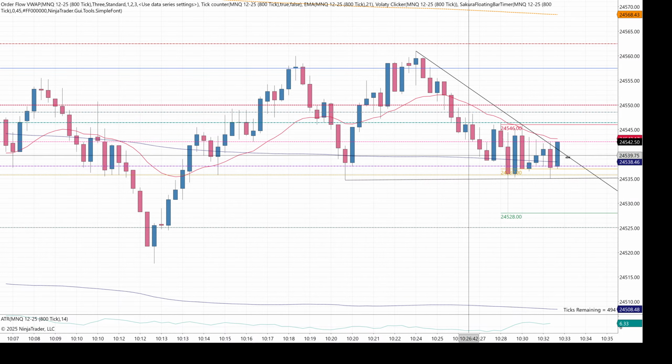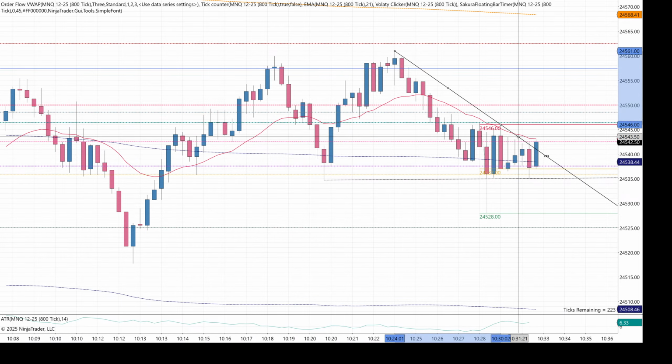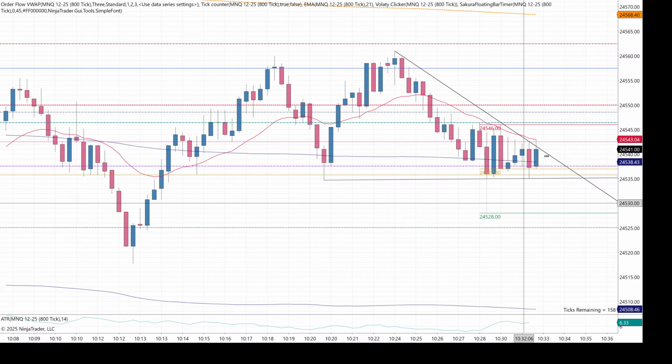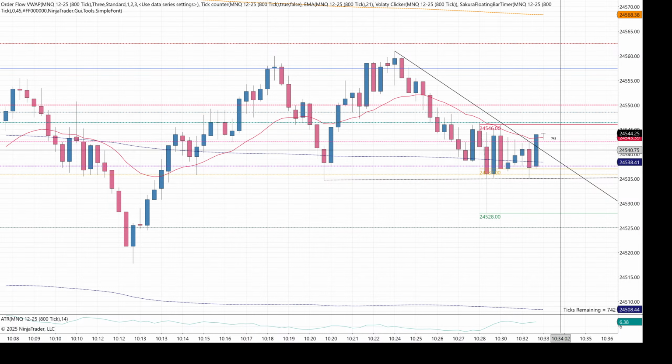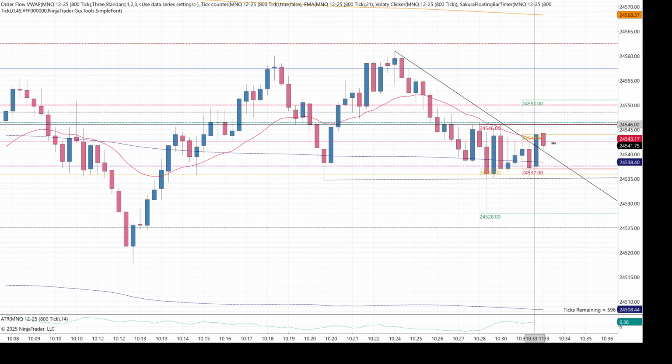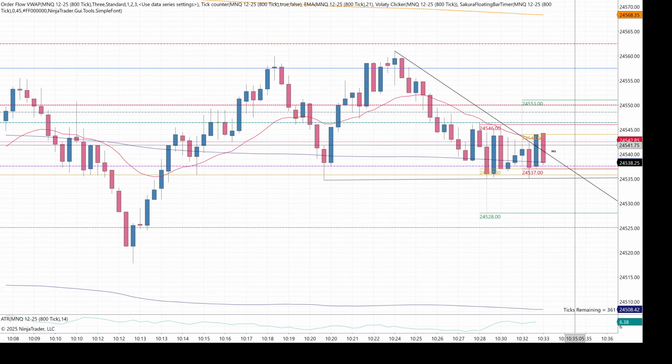Wow, I feel like buyers are defending this level here. We can't go north either. Triggered north. We got all sorts of EMAs in the way, especially on the 5-minute EMA. So we're stuck in these two trades here.